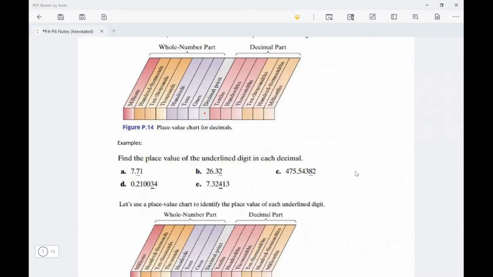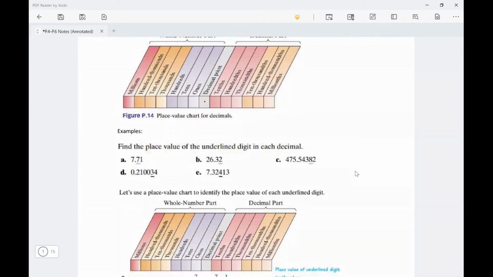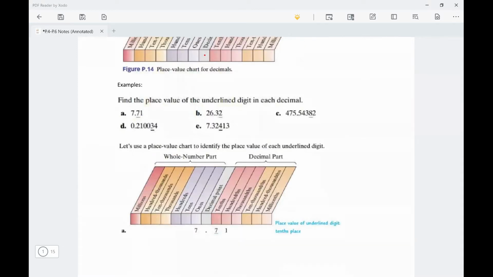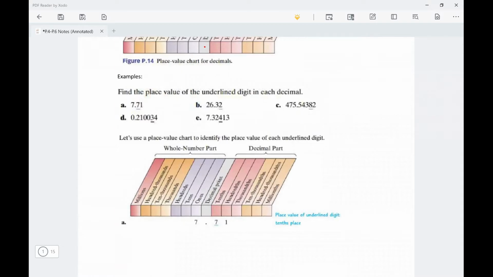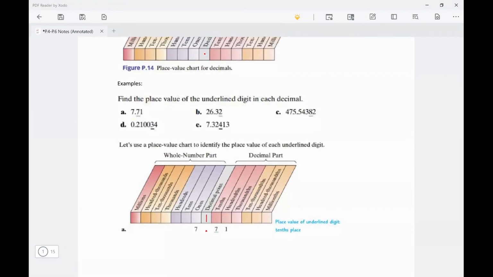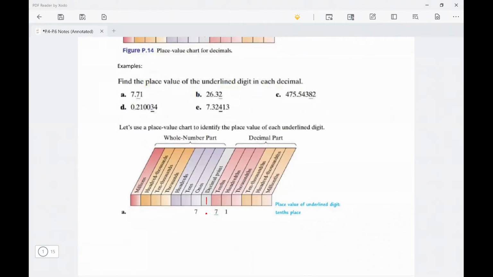Right, so we're going to look at a few examples, and we're going to look at the place value of certain decimals. The first one we're going to look at is 7.71. I put it in the chart that we had above. Notice when we put the decimal point in the column of the decimal point, the underlined digit is in the tenths place. So we can say that the place value of the underlined digit is the tenths place, right?